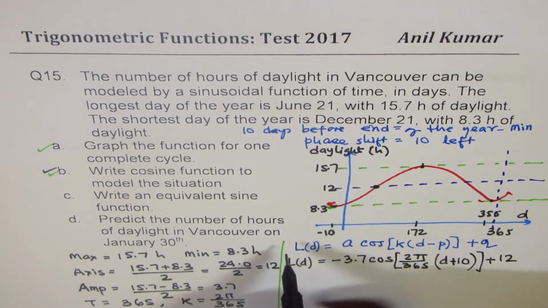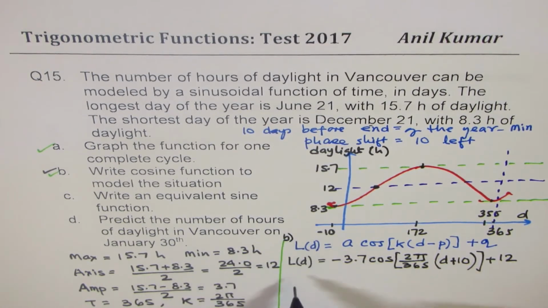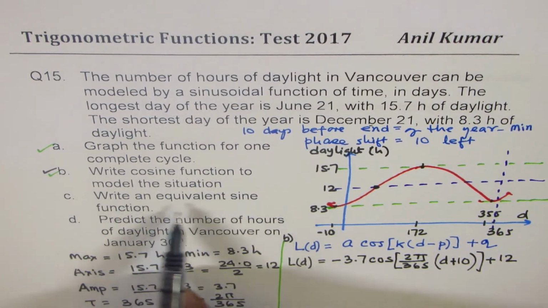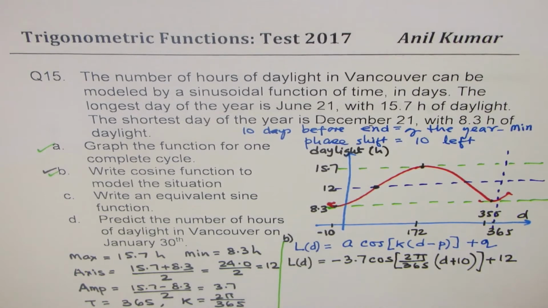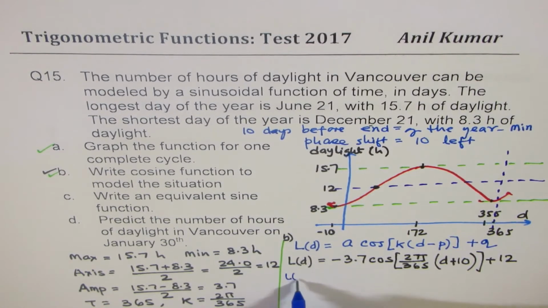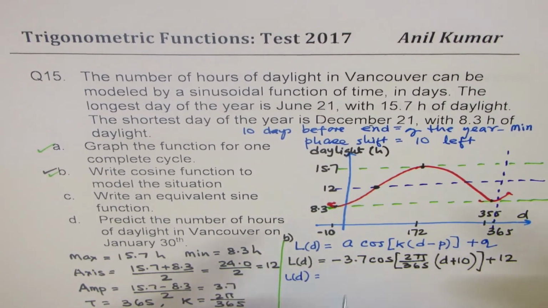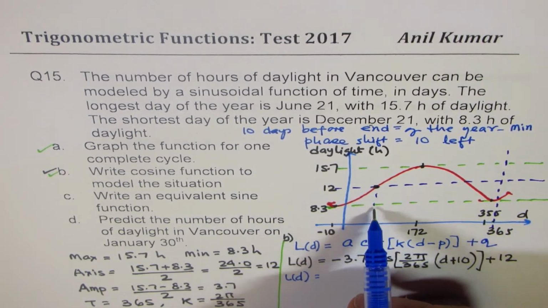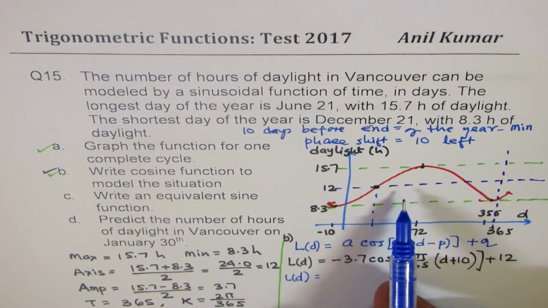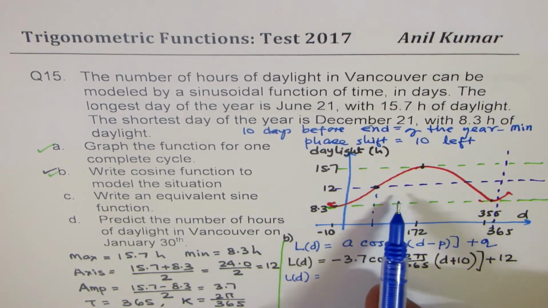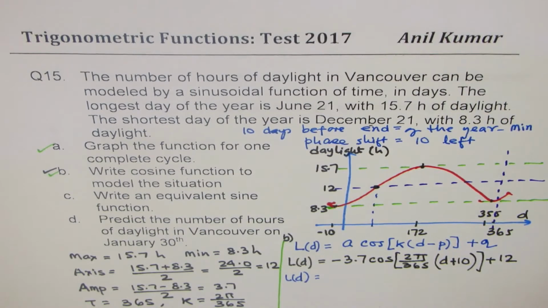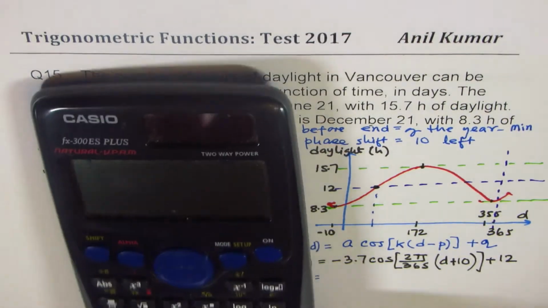So we've done part B, which is here. Now part C is to write the equivalent sine function. The equivalent sine function could be written as, let me write down, L of daylight will be, now we are considering that point, which is a quarter of the cycle to the left, right? So how much is a quarter of the cycle?